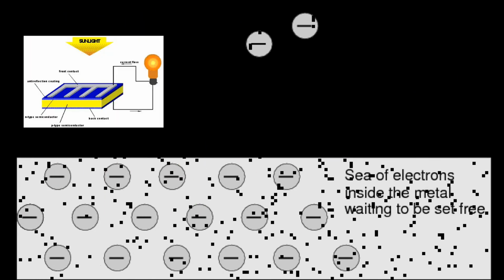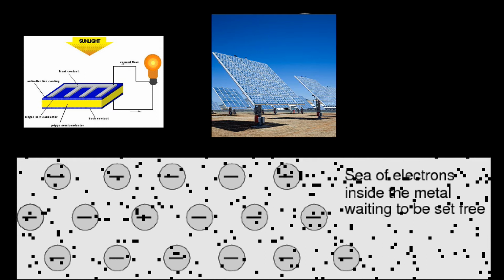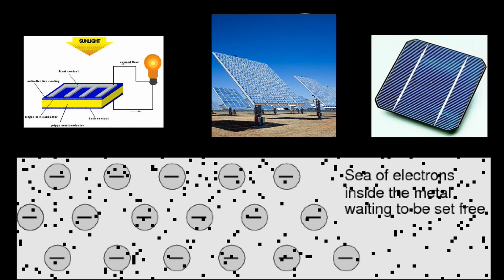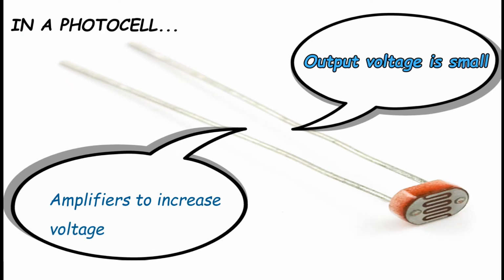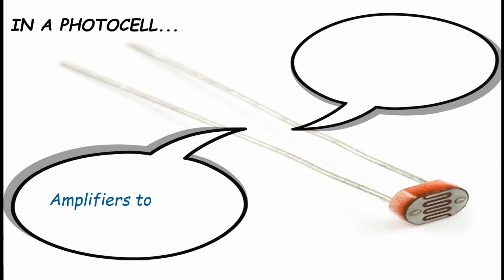A photoelectric cell, or photovoltaic cell, or solar cell functions on the photoelectric principle. Output voltage is relatively small. It is then amplified to a usable level by amplifiers.